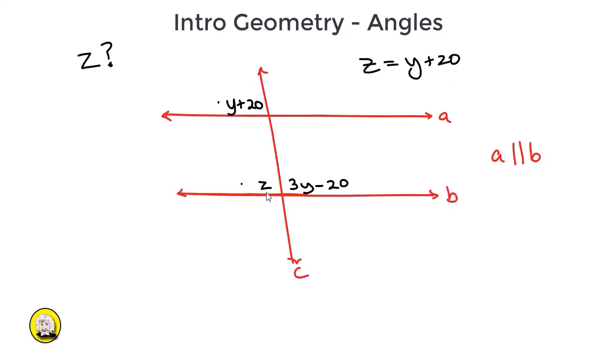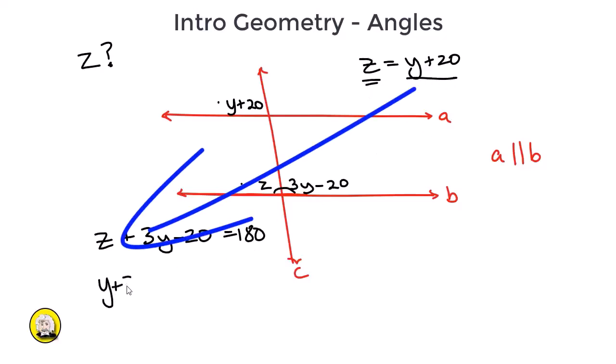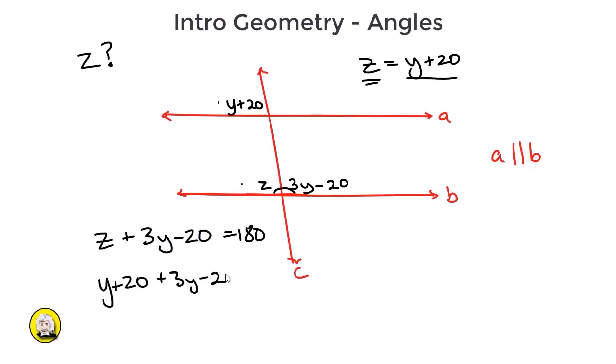And we know Z and 3y minus 20 are angles along a line. So it must be true that they sum to 180 degrees. So that sets up an equation that Z plus 3y minus 20 equals 180. And since I know Z is really y plus 20, I can substitute y plus 20 for Z, plus 3y minus 20, the rest of the equation is the same.